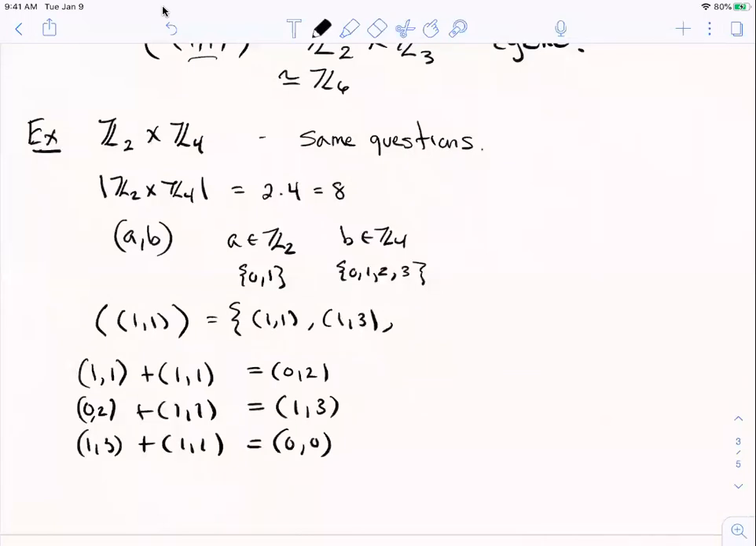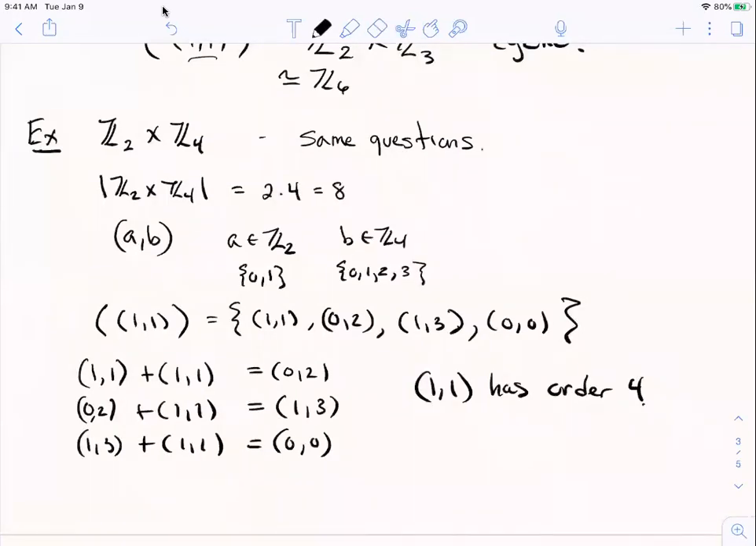So it's over. Sorry about that. I guess I don't have to list them in order, but I'm just being a little finicky here. We got (0, 2) next. We got (1, 3). Then we got our identity. So it's over. Subgroup has order 4. (1, 1) has order 4. So it didn't generate. All right, that doesn't mean some other element doesn't generate, but (1, 1) didn't generate.